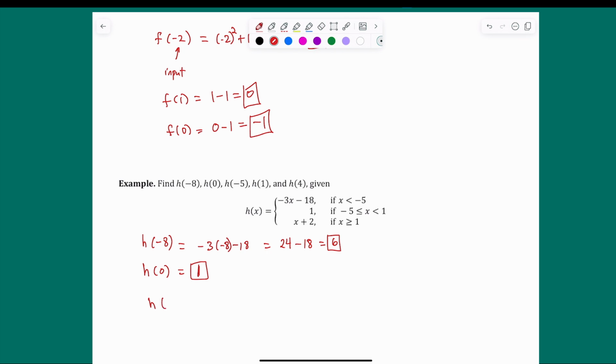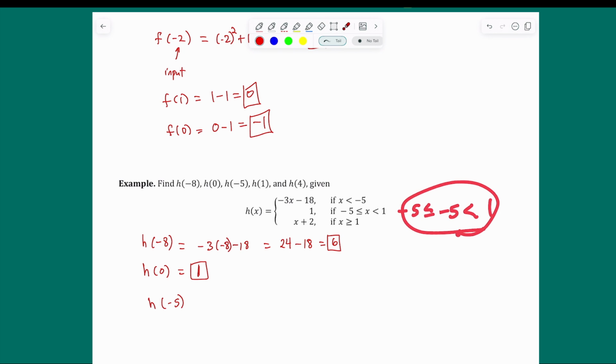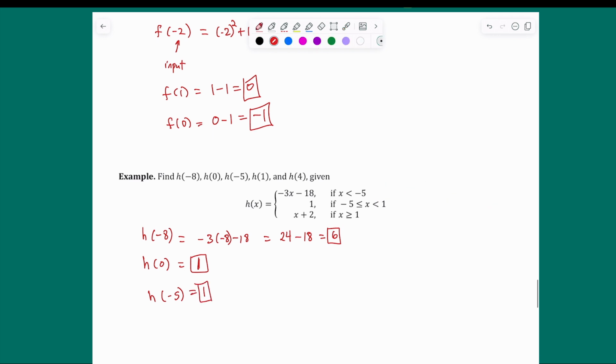All right, h of -5. We have an input of -5. Is -5 less than -5? No, that's not true. Is -5 less than or equal to -5 less than 1? Yes, this is true because -5 is less than or equal to -5. It just happens to be equal to -5. Therefore, that's true, and so we get an output of 1 because we use that part of the definition.